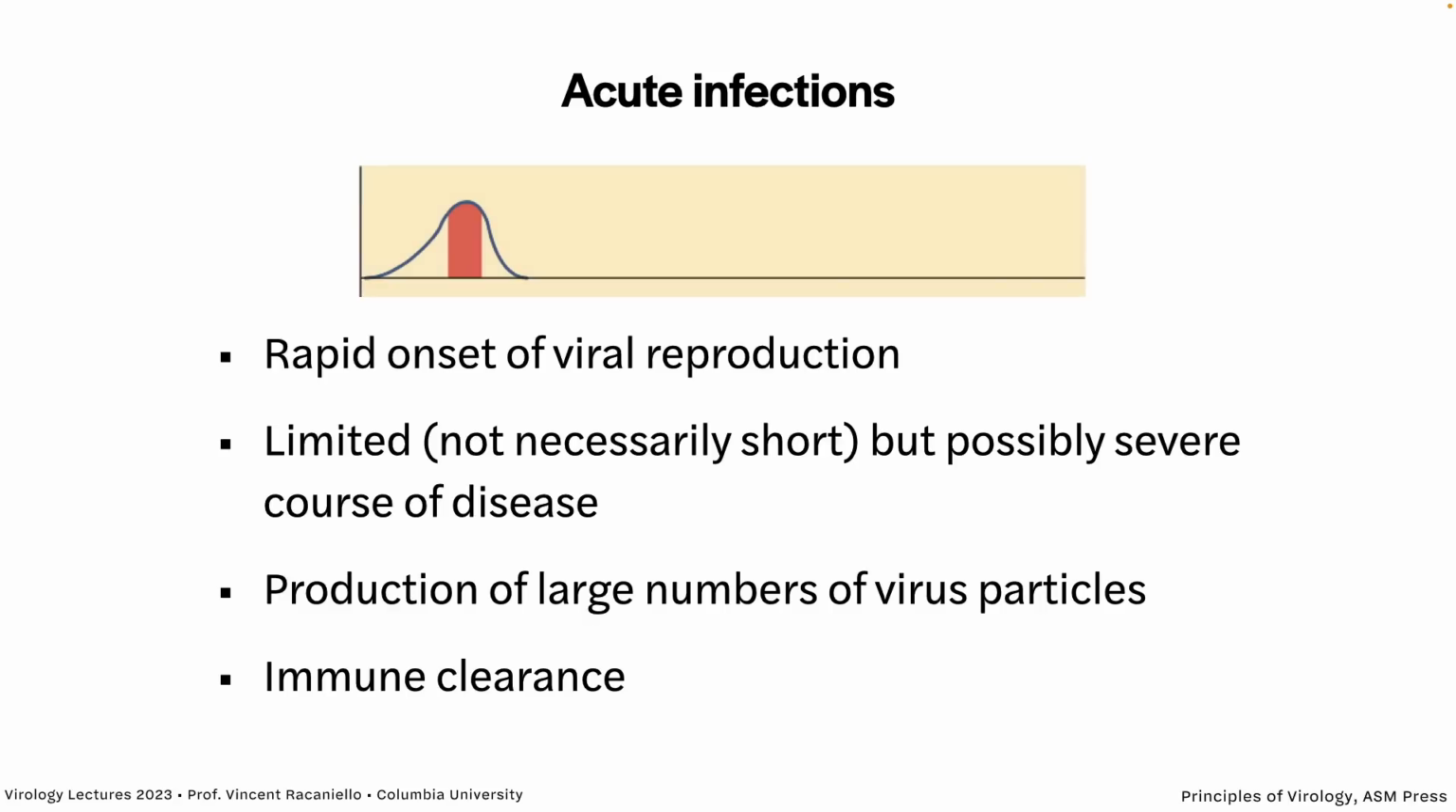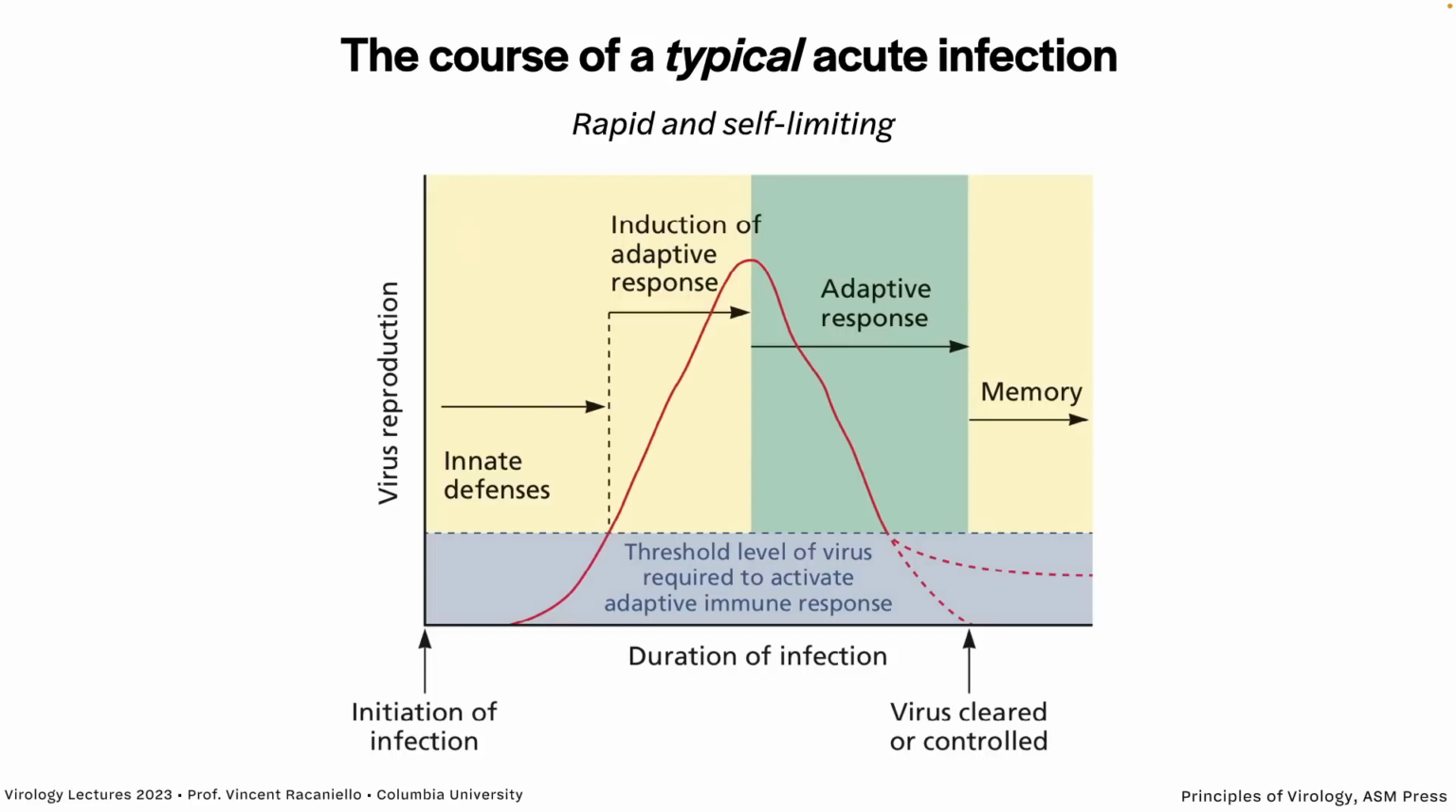And so here are the characteristics. Rapid onset of virus reproduction in the host. Limited, but not necessarily short. So short is not really the defining feature. It's just limited but possibly severe course of disease, production of large numbers of virus particles so the infection is transmitted to someone else, and eventually immune clearance. I didn't want to put death there because that's kind of depressing, but immune clearance or death. So these are rapid onsets and some kind of clearance.